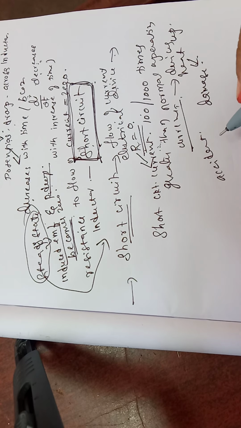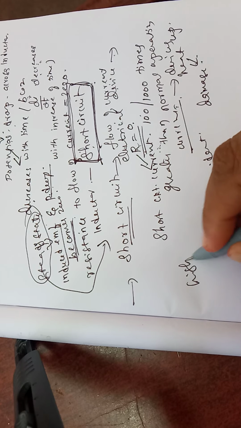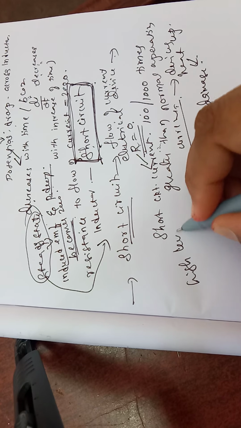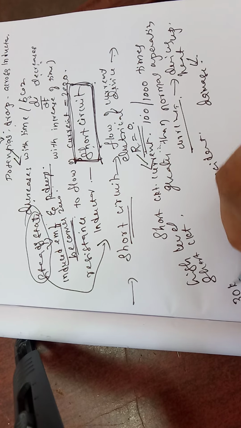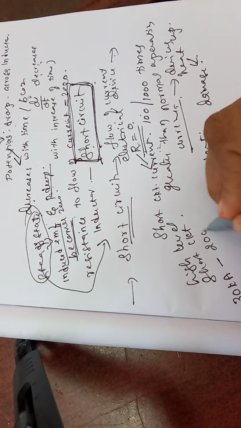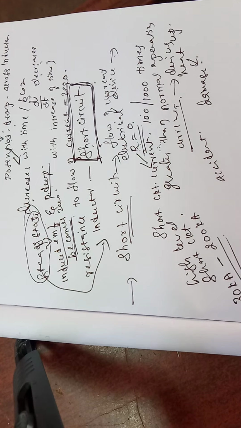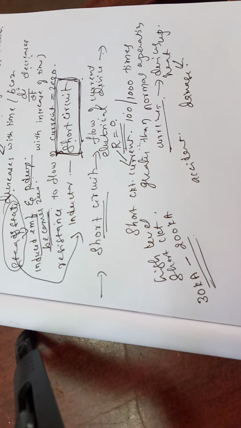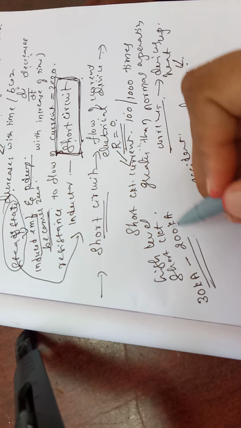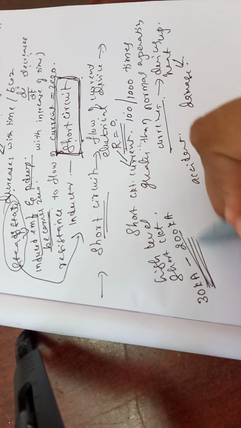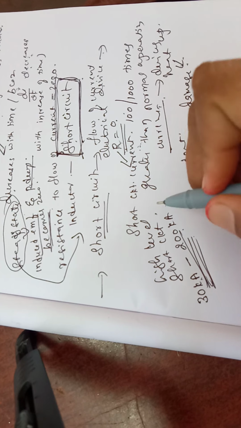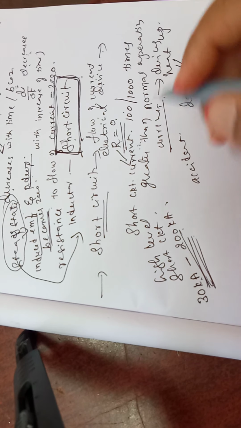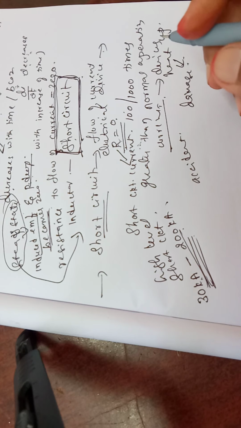And a high level short circuit value, do you know? The high level short circuit value will be from 30 kiloampere to 200 kiloampere. This is some 100,000 times greater than the normal operating current. So devices will heat up, devices will be damaged, insulation will be damaged.